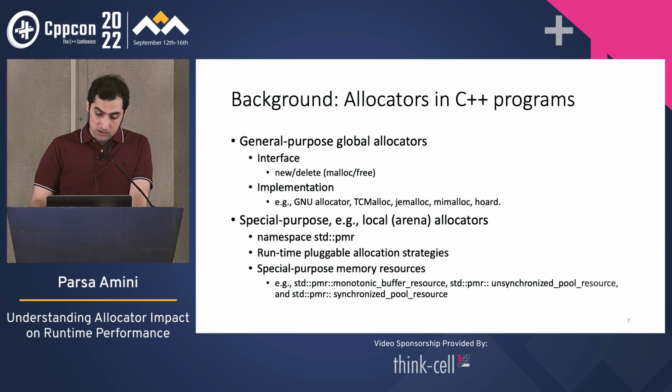Local allocators provide runtime pluggable allocation strategies. You plug them in when you know their allocation strategy makes a difference to your code. Local allocators also provide special purpose memory resources, like std::pmr::monotonic_buffer_resource, which allows allocating a lot of objects and then freeing them all at once when you're done. And multiple allocators like std::pmr::unsynchronized and synchronized pool resource. They don't work in all situations, but when they do, it's because they know more about how the allocated memory will be used than the global allocator would.